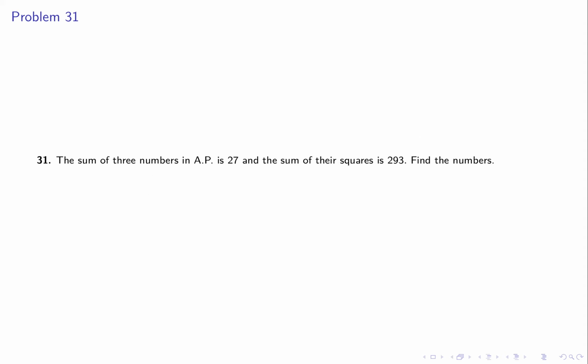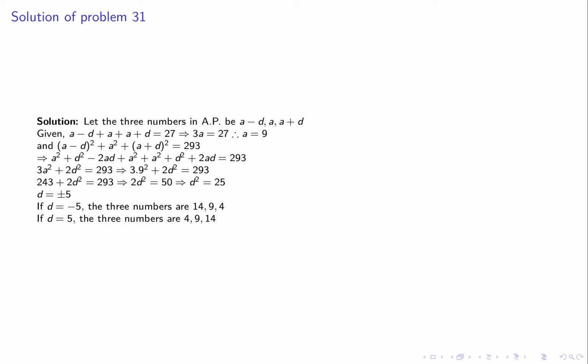The first problem is that the sum of three numbers in AP is 27 and the sum of their squares is 293. We have to find the numbers. Like I said, we choose the numbers to be a minus d, a, and a plus d. Their sum is 27, which gives us 3a equals 27, that is a equals 9.